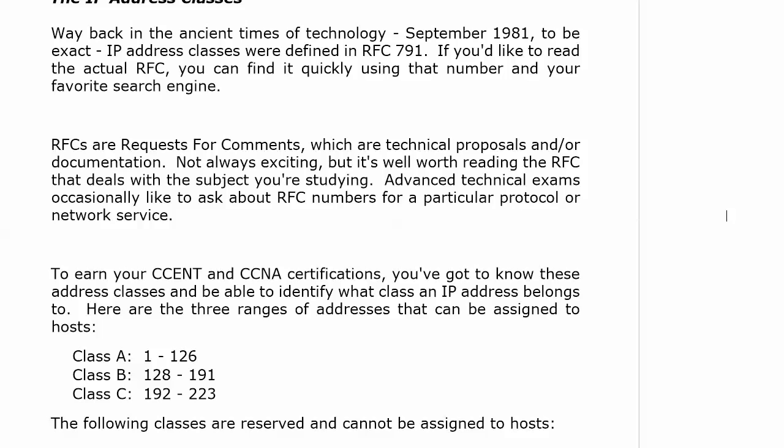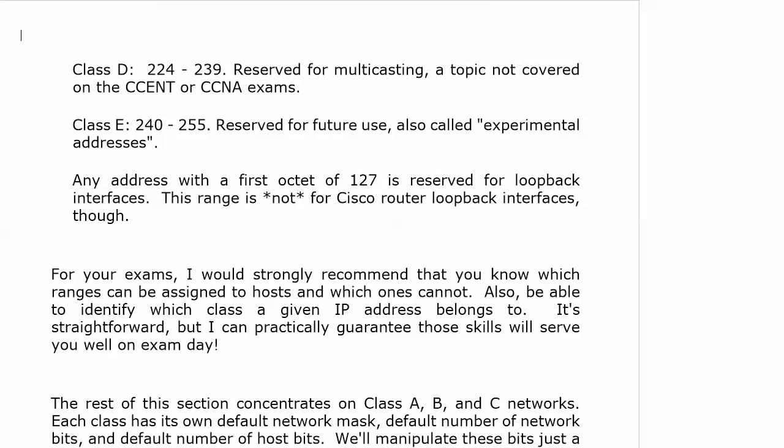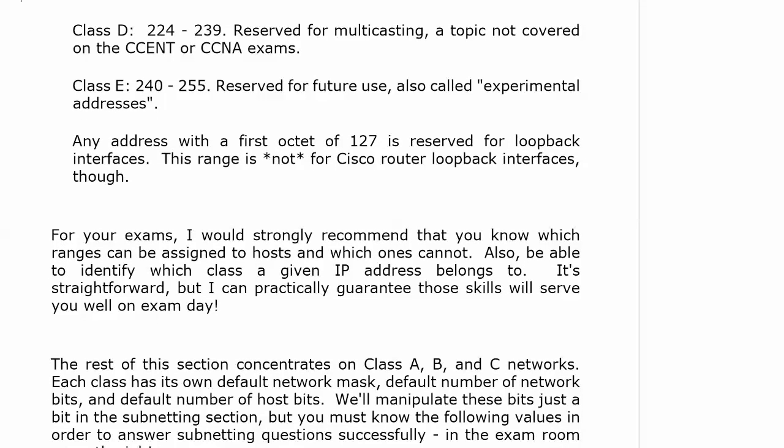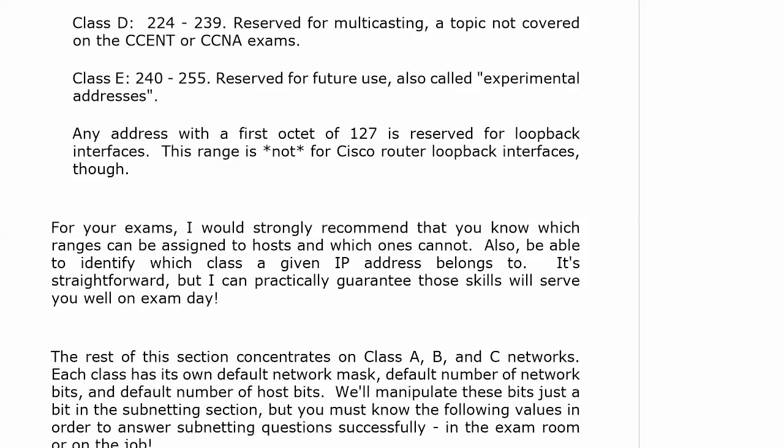We are skipping 127 on purpose. With Class B, the first octet is going to be 128 through 191. With Class C, the first octet is going to be 192 through 223. Now, the following classes are reserved and can't be assigned to host devices. Class D, first octet of 224 through 239, reserved for multicasting.